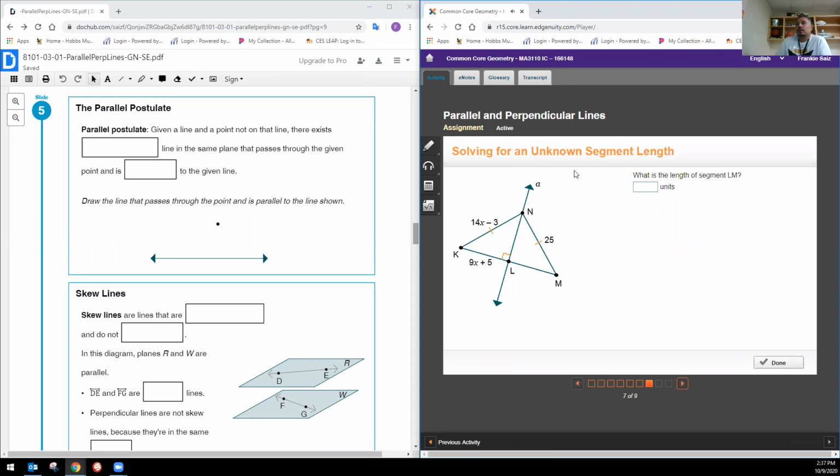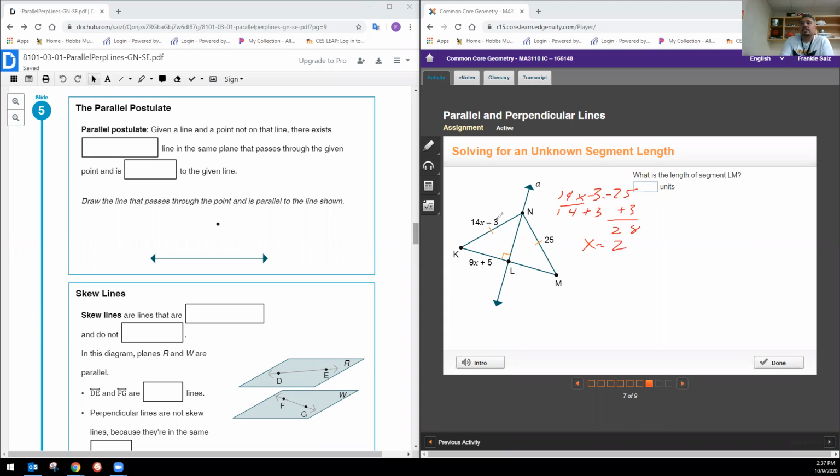Find the length of segment LM. What is the length of LM? Okay, LM. Same thing applies, guys. We just go right here to this. These two right here are equal to 25. So 14x minus 3 is equal to 25. I add 3. This is 28. Divide that by 14, so x equals 2.